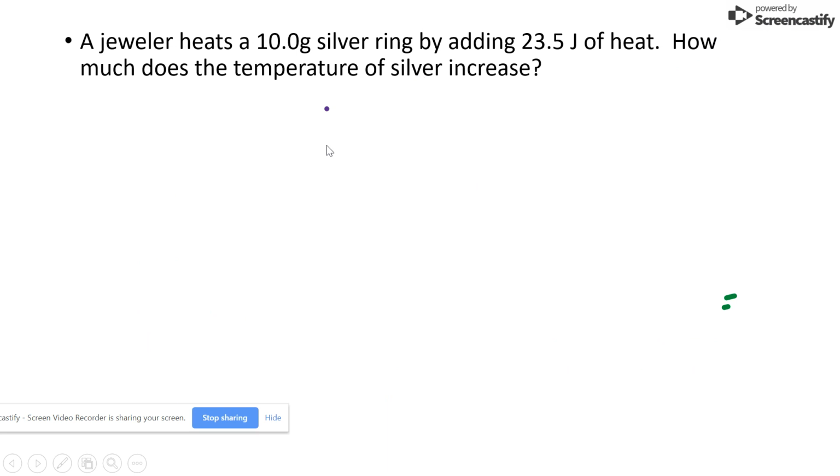Last problem. A jeweler heats 10 grams of a silver ring by adding 23.5 joules of heat. How much does the temperature of the silver increase? We know the 10 grams is our mass. We know the 23.5 this time is our heat because it's joules. We want to know the temperature change, and we know the specific heat of silver is 0.233.